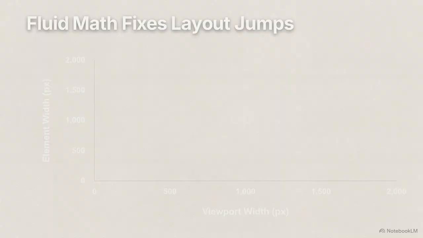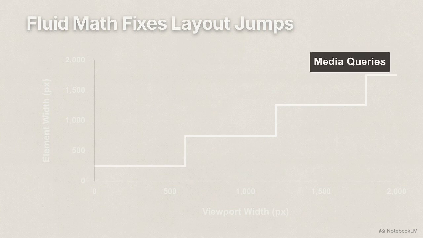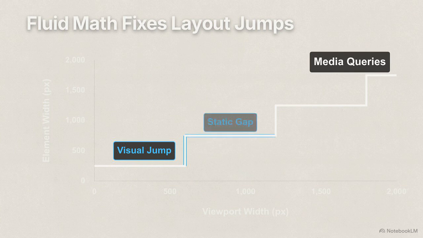This 2D line graph maps viewport width on the x-axis against element width on the y-axis. The rigid staircase pattern plotted here represents the mathematical behavior of traditional media queries. It operates as a step function, snapping an element into a new fixed size only when the screen hits a highly specific pixel threshold. Relying on this rigid step function causes unnatural visual jumps as the user resizes their screen. It also requires developers to constantly test the awkward, unpredictable spatial gaps that exist between the defined breakpoints.